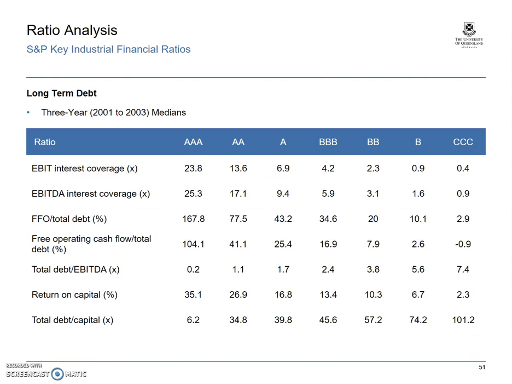We then can see from this table we've got for 3 years, from 2001 to 2003, the median ratios for the different financial ratios that S&P looks at, and we can see for each credit quality what type of ratio they were able to have. So clearly you can see that the better rated bonds have much higher coverage ratios. So AAA's got 23.8 times interest coverage relative to, let's say, a BBB has only 4.2 times coverage.